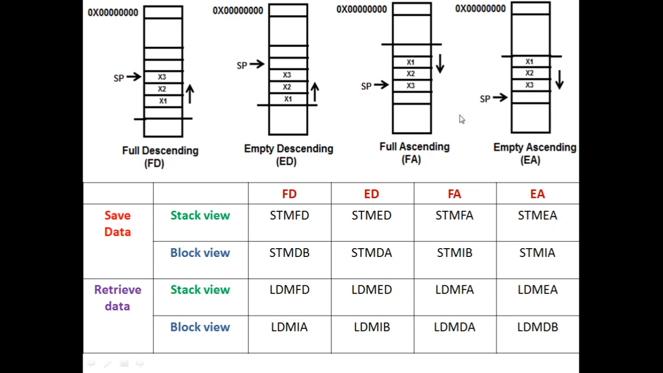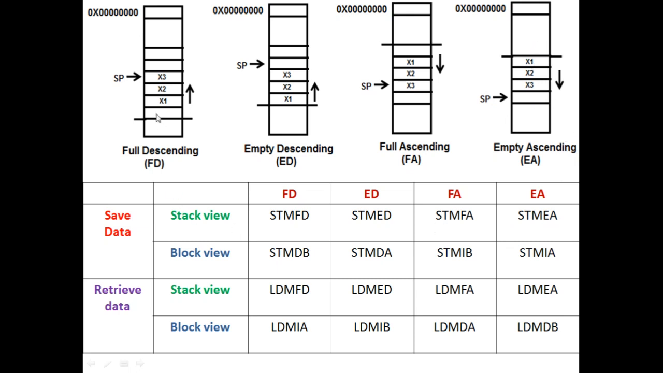In the block transfer view, we can see that the initial memory pointer is here. When the first number is stored, the number is stored and then the address is incremented. The number is stored and then the address is incremented. So the address is incremented after the storing of the number, and therefore increment after is the addressing mode associated with this operation. So in the block view, the mnemonic of the instruction is store multiple increment after. Once again these two instructions correspond to the same operation.